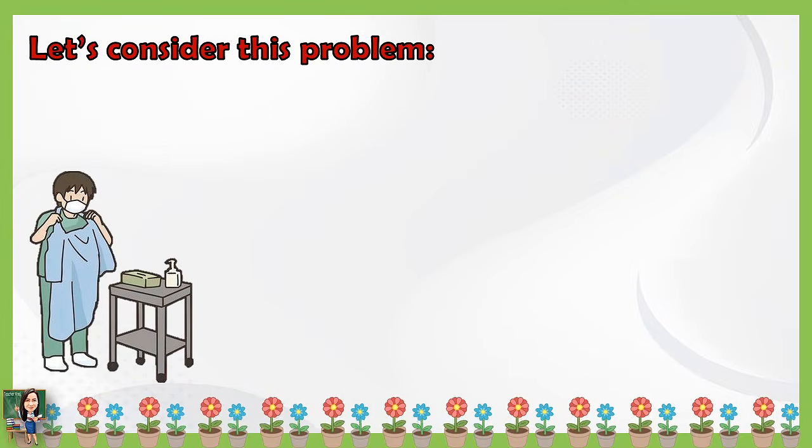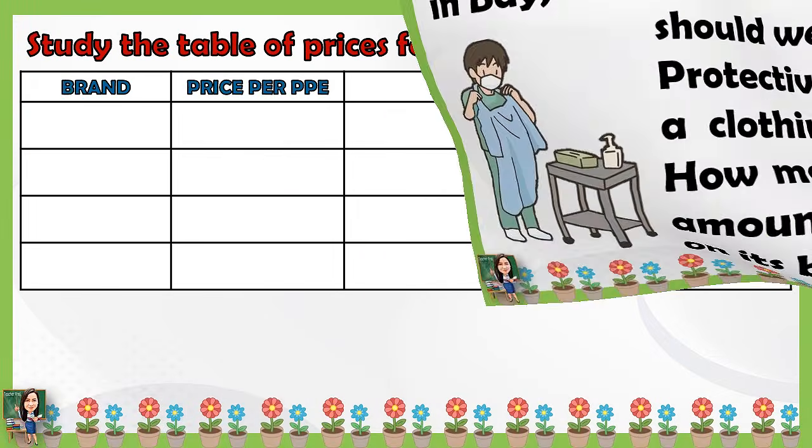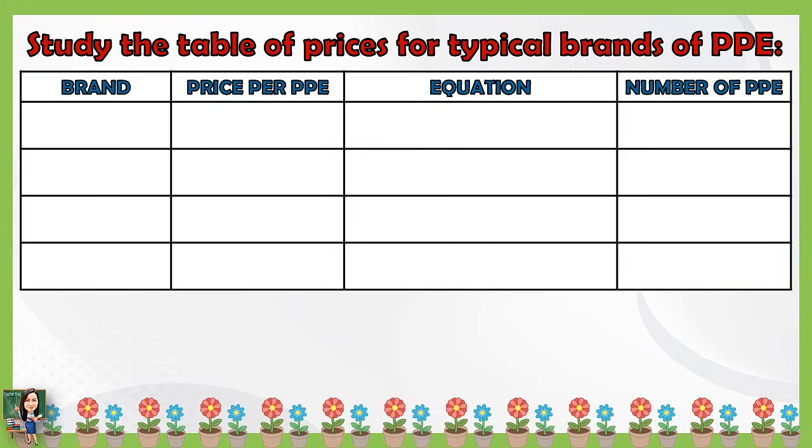Let's consider this problem. Arvin is a newly hired nurse in a private hospital in Bay, Laguna. As a policy of the hospital, he should wear a PPE, or personal protective equipment. He was given a clothing allowance of 15,000 pesos. How many PPE can he buy using this amount? The prices of PPE depend on its brand. Study the table of prices for typical brands of PPE.